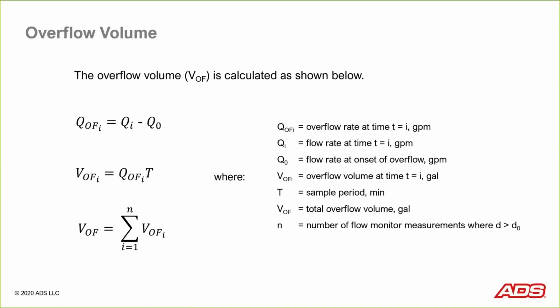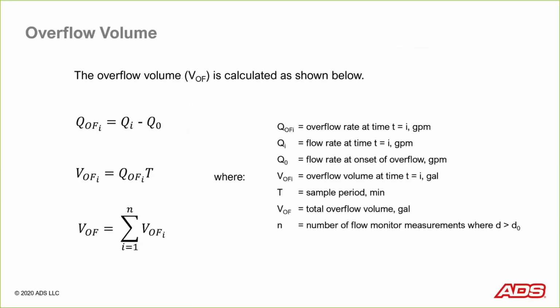Now, the overflow volume is calculated as shown here. And yes, I am showing 3 equations. I don't want anybody to get scared about equations here. They're not that frightening. The first thing that we do is we calculate the overflow flow rate at each time step in our data. And we do that by calculating, once the onset of overflow depth has been exceeded, for every time stamp that meets that condition, we take that measured flow rate at that time step and we subtract out the flow rate at the onset of overflow.